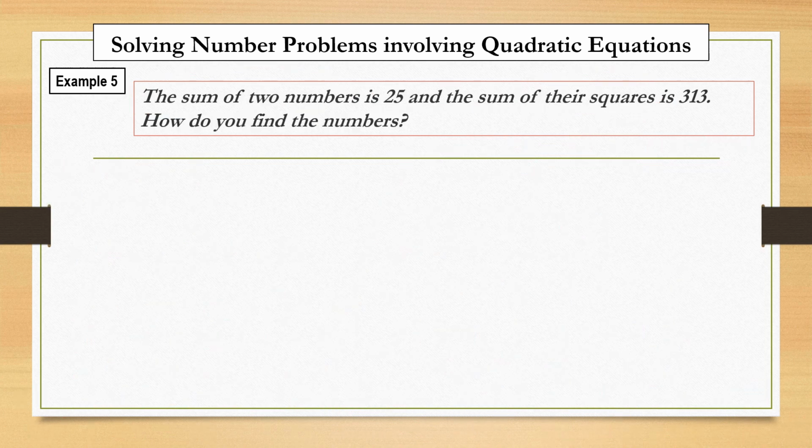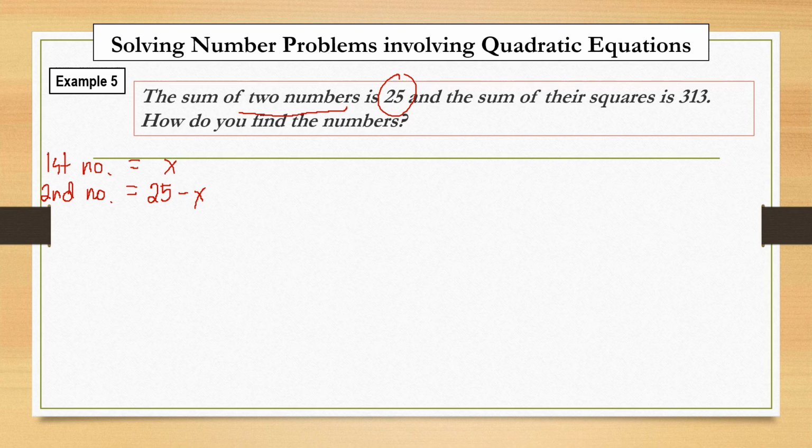Let's have another example. The sum of two numbers is 25, and the sum of their squares is 313. How do you find the numbers? Okay, first let us assign a variable for each number. So we are talking about two numbers. So let's say that the first number is x. Now, if the first number is x, how do we represent the second number? If their sum is 25, so if the first number is x, the second number would be 25 minus x.